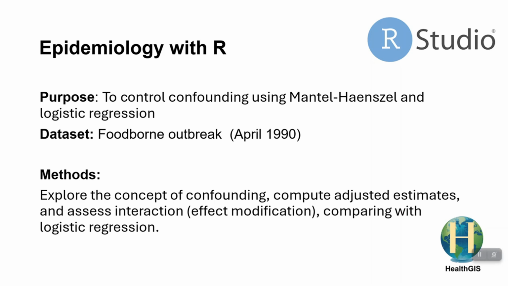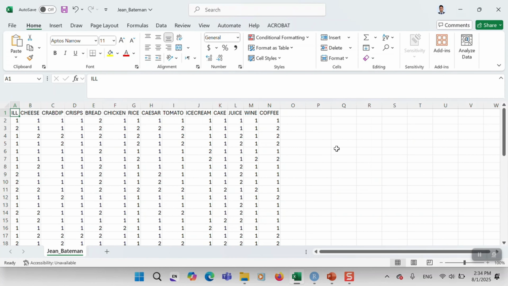So the story is on Saturday, April 21st, 1990, Gene Bateman hosted a luncheon for 45 guests, and many of them were epidemiologists from the London School of Hygiene and Tropical Medicine. By the next morning, Jean and her husband developed gastrointestinal symptoms, and soon after, more guests reported illness, raising concern about a foodborne outbreak. Our goal in this tutorial is to identify which food item was the likely source of the illness. Okay, so let's take a look at the data in Excel format.